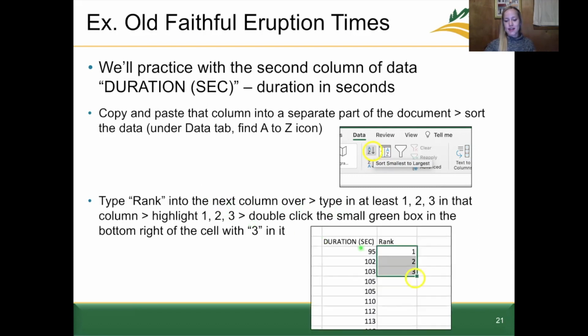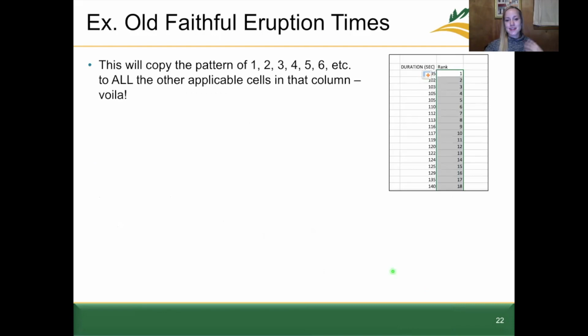What that's going to look like now is we have our duration time in seconds, and the next column over I've typed in rank. Then I've typed in 1, 2, and 3. Then I've highlighted the cells that 1, 2, and 3 are in. That small green box I was talking about in the bottom right of the cell with 3 in it is right here. You're going to want to double click on that green box. It will transfer the pattern down to all of the appropriate rows in that column. This is what it looks like.